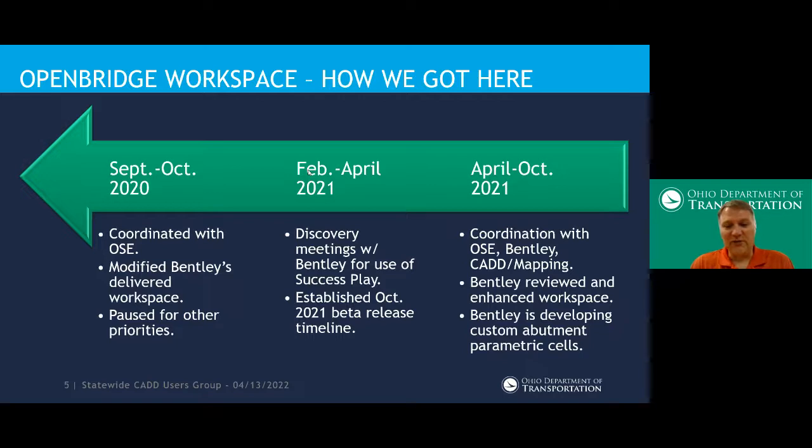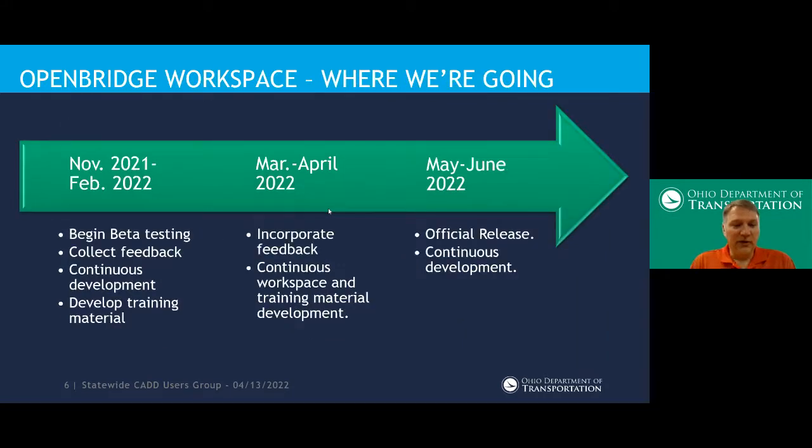Bentley reviewed our workspace, provided some enhancements. And part of the success play was Bentley was going to develop these custom parametric abutment cells, which meet our standards. And that process has actually gone a little bit slower than I anticipated. So we had expected, once this was released at the end of October, or for that November timeline that we had, let users start doing some beta testing, collect some feedback, obviously continuously develop this and develop some training material.